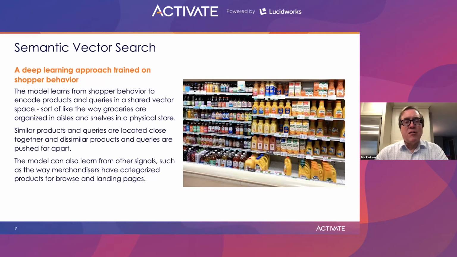This type of model, the encoder I talked about, can learn from other types of signals too. So merchandisers do things, they categorize products so that the browse experience works right. They organize products on landing pages. Those things could be used as training data too for the model. So it's not just shopper behavior, but that's a real primary source.